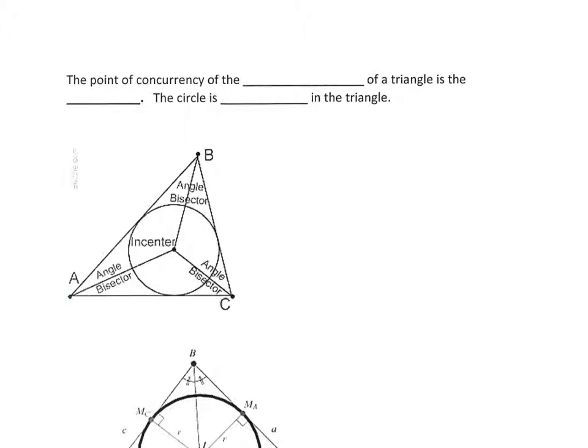The point of concurrency is where three or more lines come together. The point of concurrency of the angle bisectors of a triangle is called the incenter. The circle is inscribed. It's inside, or inscribed in the triangle.